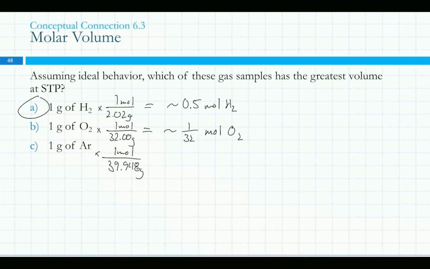And what would be the smallest volume? Argon would be the smallest then, because I'd be taking 1 gram dividing by basically 40. And that's a smaller number than 1 divided by 32. I mean, you get your calculator and actually type it in. It'll tell you the number of moles. And it tells you that it's at STP, so you could actually calculate the volume of each of these gases at STP. But you can save some time by just getting approximate numbers for the moles.